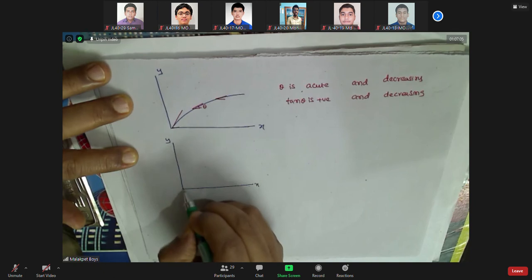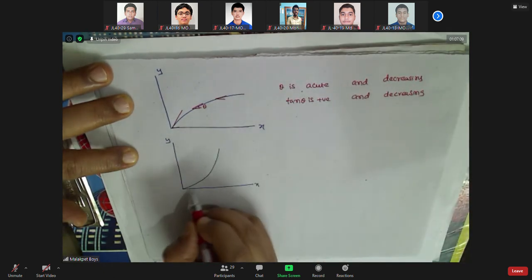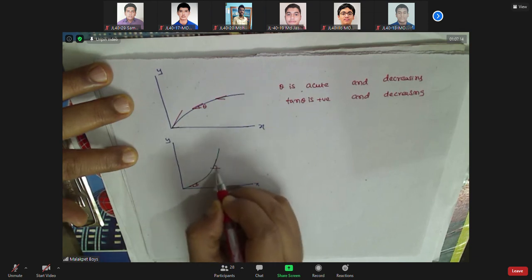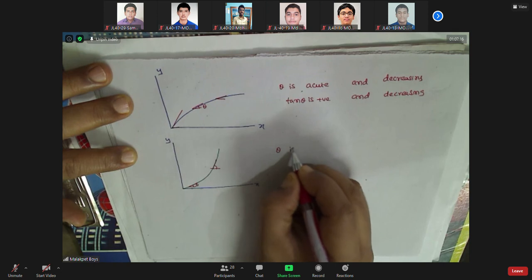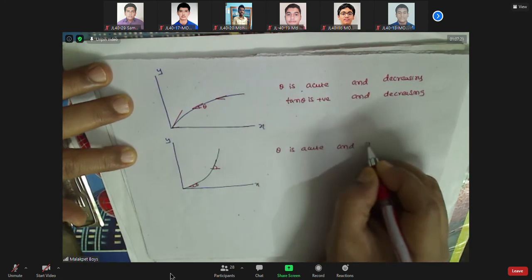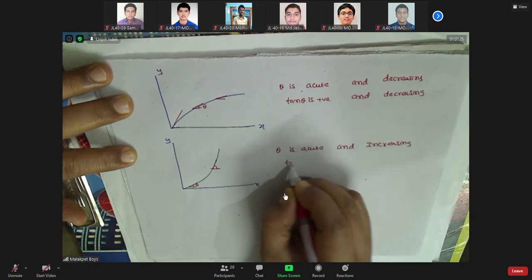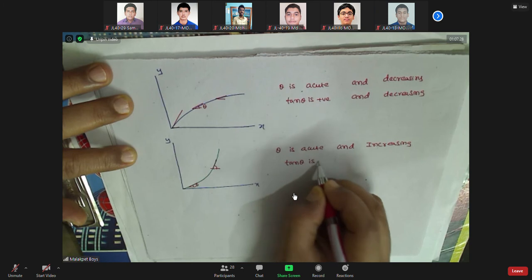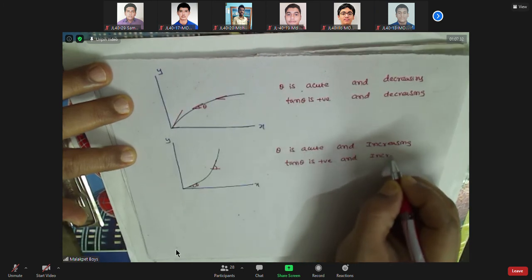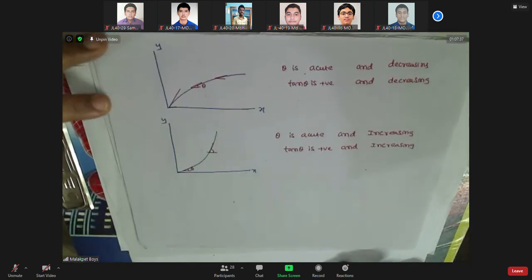On the other hand, we are having a situation and the graph is like this. Here, what is happening to the slope? This increases, sir. Theta is acute and increasing. Agreed? Yes, sir. Here, tan theta is positive. Understood this?